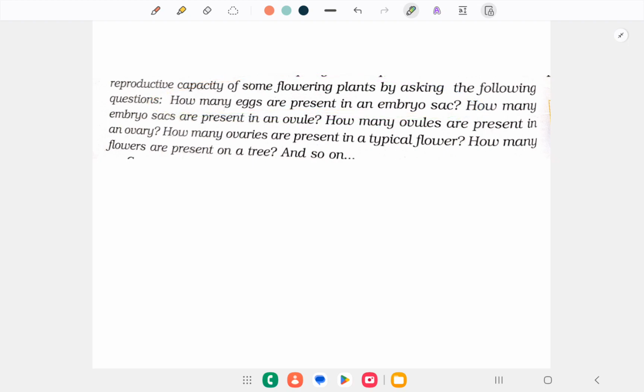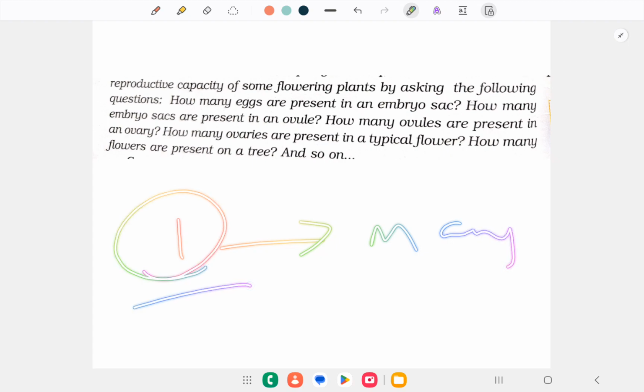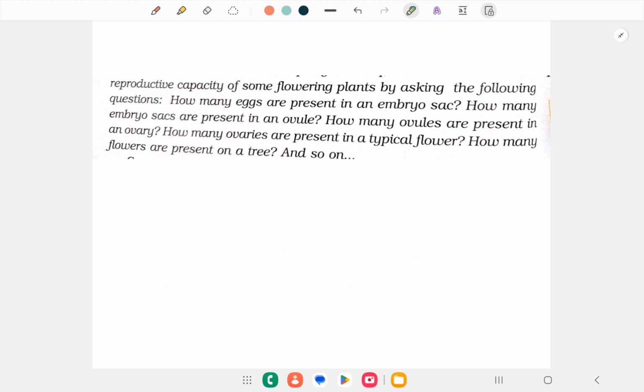A typical embryo sac will only have one egg. And how many embryo sacs are present in an ovule? Typically, there is only one embryo sac in an ovule. Next, how many ovules are present in an ovary? The number of ovules can be one to many. One can be found in mango, many we can find in watermelon and the rest of the fruits.